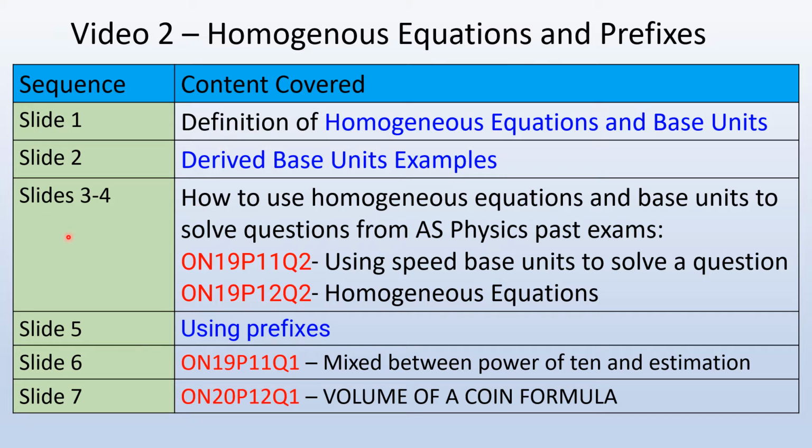Slides 3 through 4, how to use homogeneous equations and base units to solve questions from AS past exams. Here we have 2 examples. Slide 5, using prefixes. Slide 6 is an application of prefixes on a past exam question. And slide 7 is how to use the volume of a coin formula to solve this question, also from the past exam.